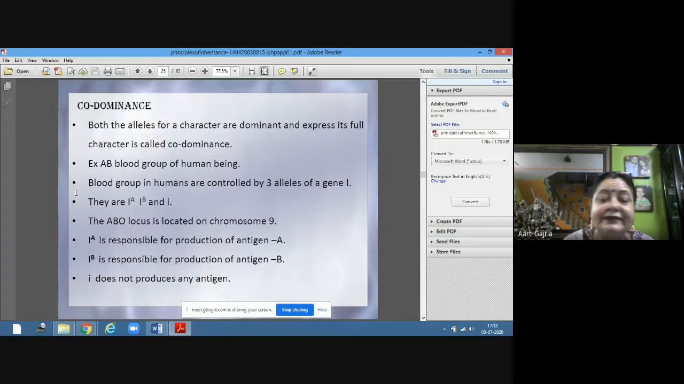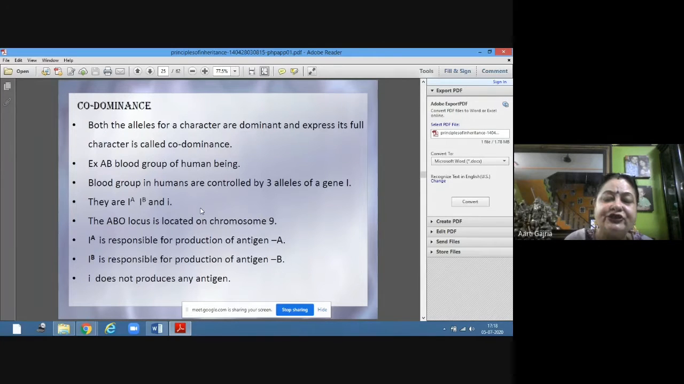Now, as there are three alleles, there are 6 combinations possible. So if a child gets IA from the father and IB from the mother, the child will show the blood group AB. That means A is also expressing itself, B is also expressing itself. So the blood group is AB.